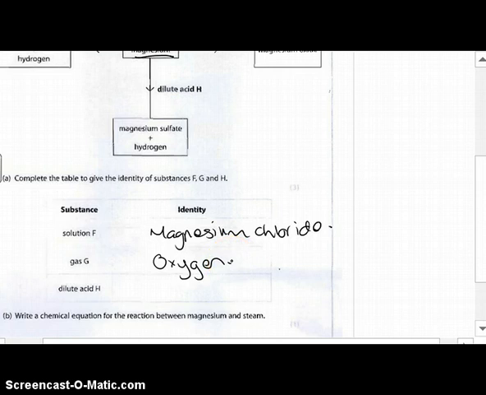Okay, and then a dilute acid will give you magnesium sulfate. So what kind of acid gives you a sulfate? That's sulfuric acid. Sulfuric acid gives a sulfate, hydrochloric acid gives a chloride, and nitric acid gives a nitrate.